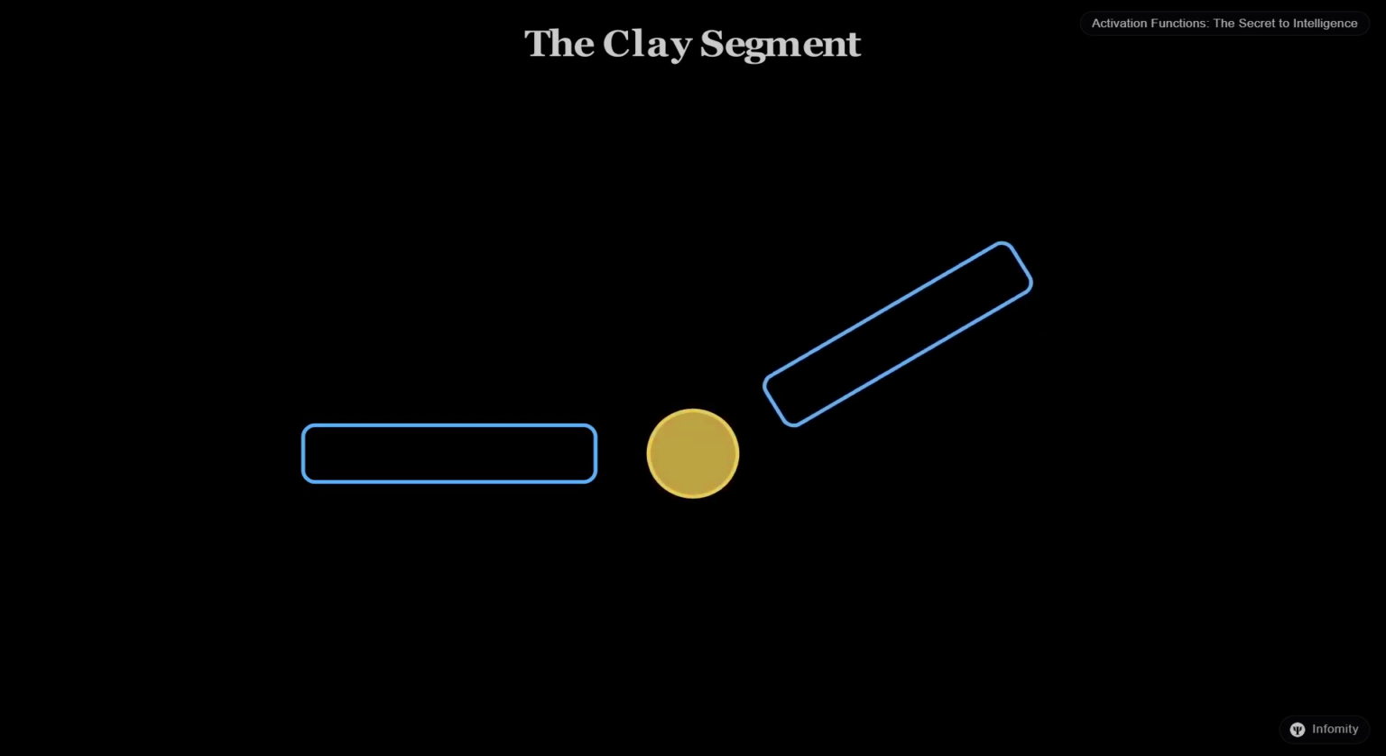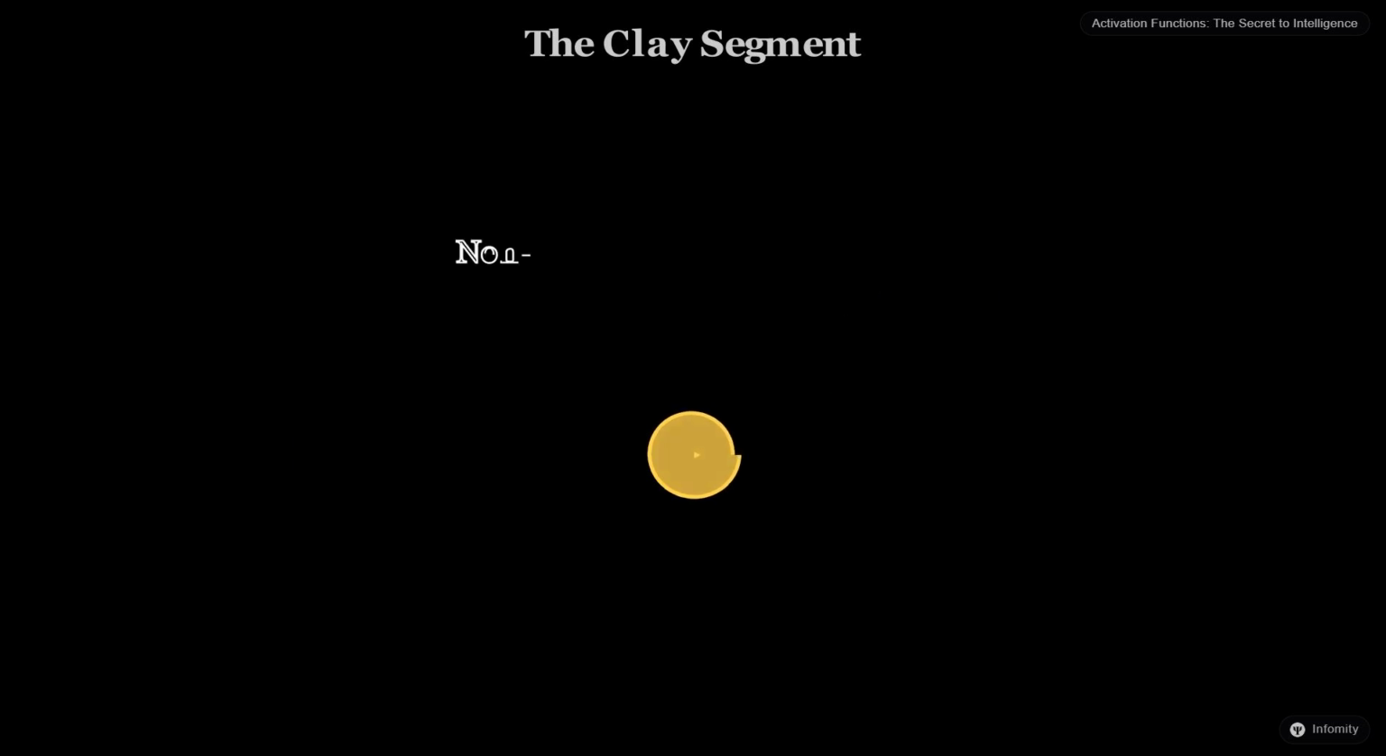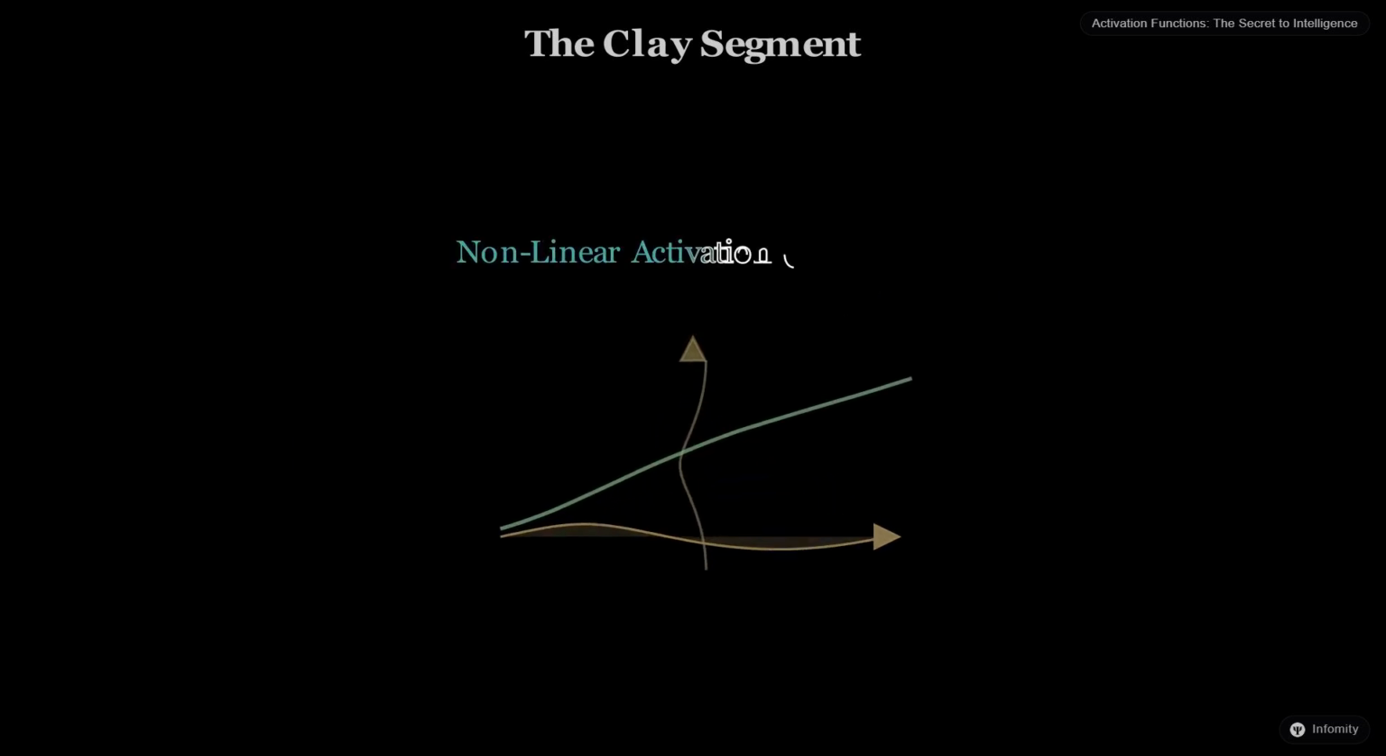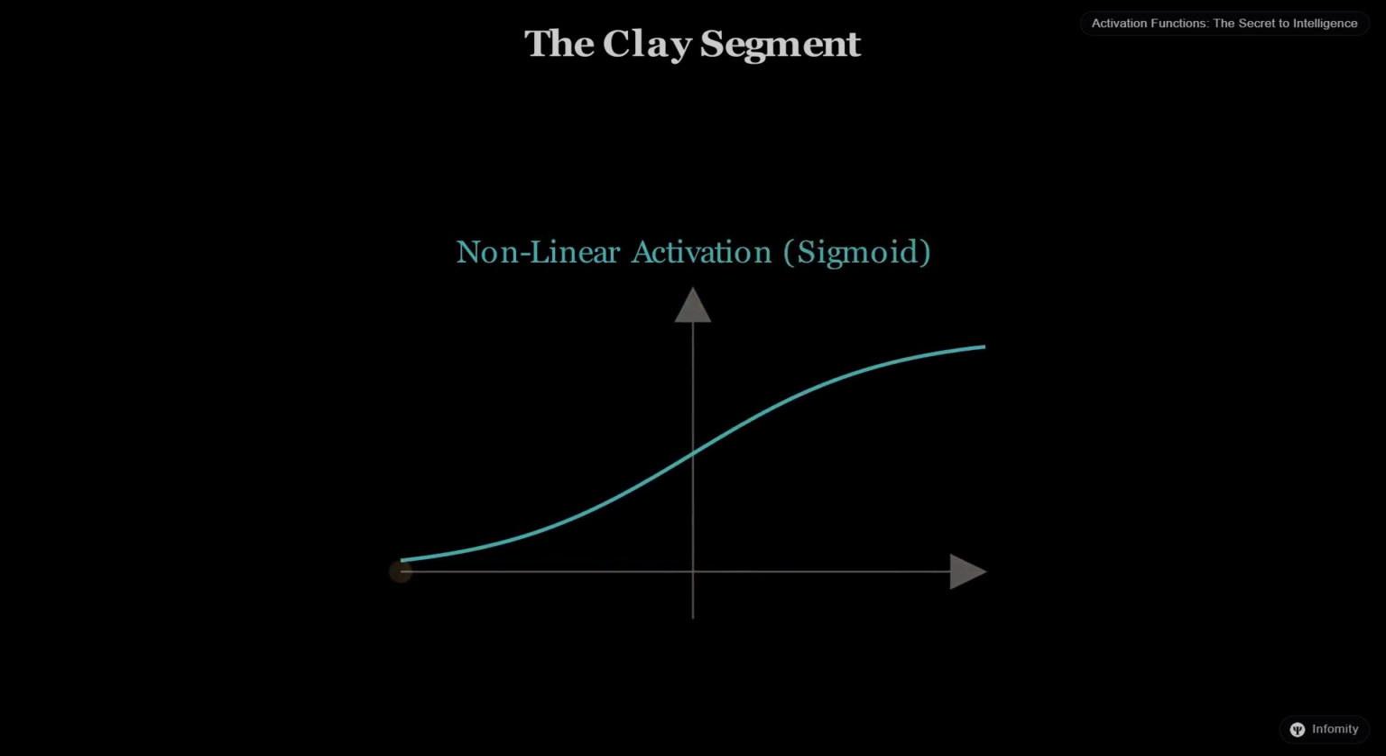This is where the activation function comes in. Imagine inserting a flexible segment of clay between those rigid pipes. Unlike the plastic, the clay can be molded and bent into different shapes. In the world of deep learning, this clay is our nonlinear activation function. It breaks the rigid chain of linear math and allows the network to change the direction of its information flow.